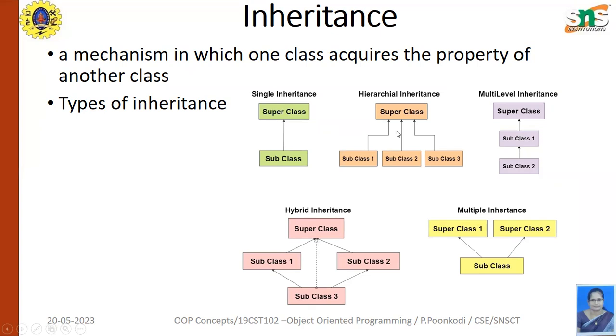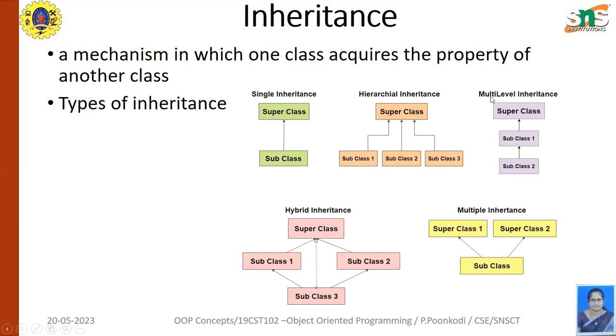Next one is hierarchical inheritance. Hierarchical inheritance means from one base class, we have more than one derived class. Here, you can see there is only one superclass, and we have three subclasses. If the program falls in this category, then it follows hierarchical inheritance.